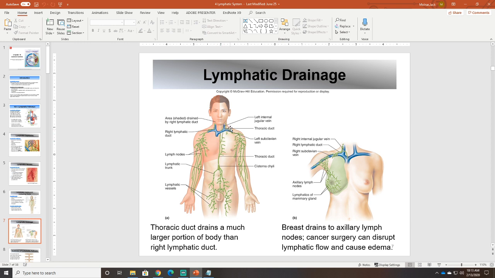The thoracic duct, on the other hand, collects fluid from the left side of the head, the left arm, and left chest, but also the entire abdomen and both legs. So the thoracic duct is draining fluid from a much larger portion of the body and returning that fluid to the left subclavian vein.